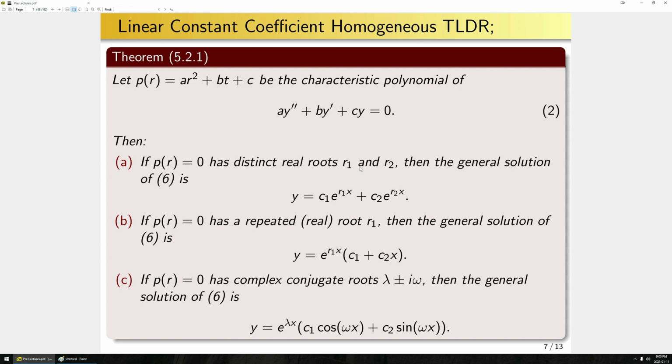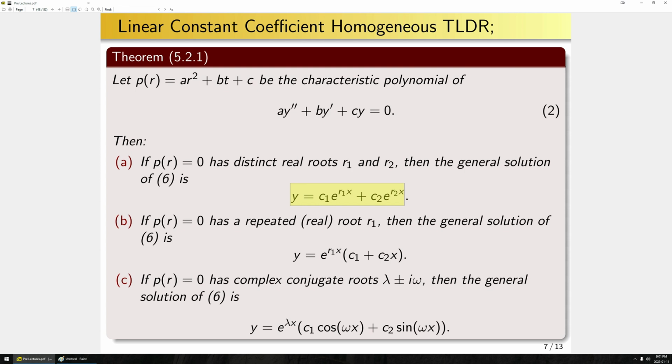So let's give you a theorem from the lectures. I'm just going to put it all up at once and skim over it. If we have a differential equation of this form, we're going to let p of r be the characteristic polynomial for that differential equation. And then we're going to find the roots. Depending on what type of roots we find, we're going to have general solutions of different forms. If we have two distinct roots, then all we have to do is plug it into this functional form here, and there we go.